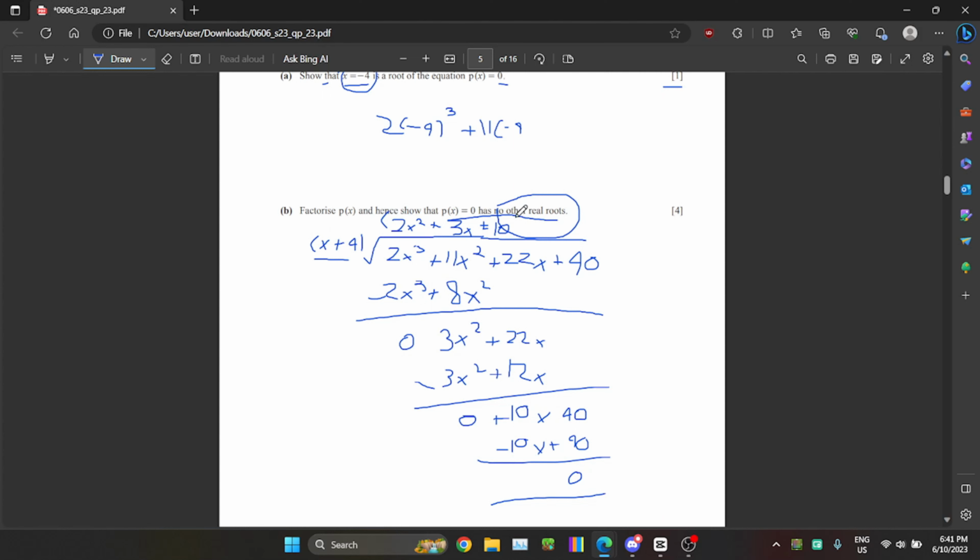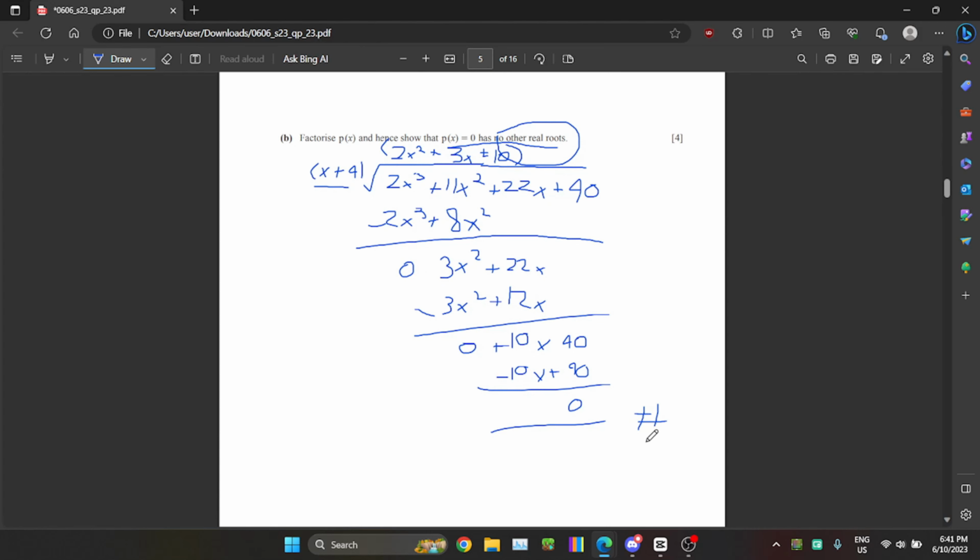Now we got this thing here, and this thing, I don't even gotta tell you, you can't factorize it. That means that this x plus 4 is the only root. Just show it like this.